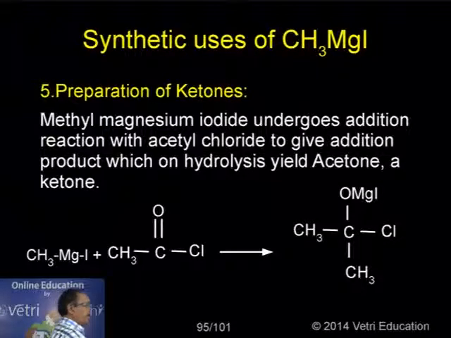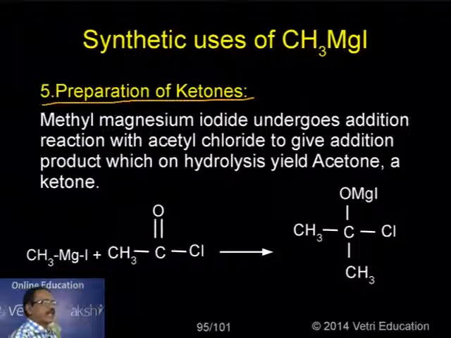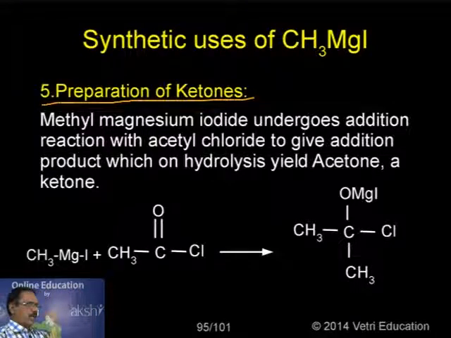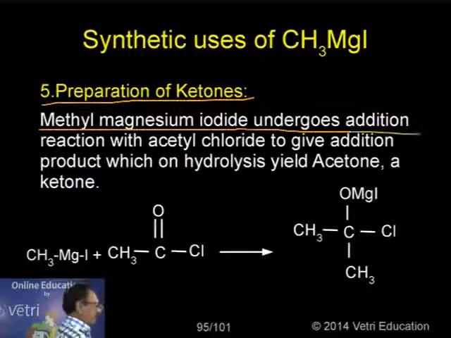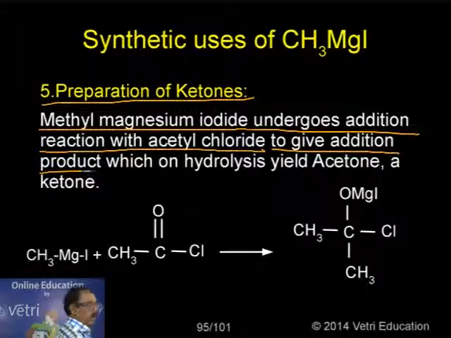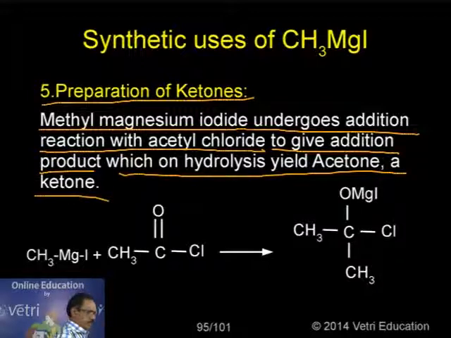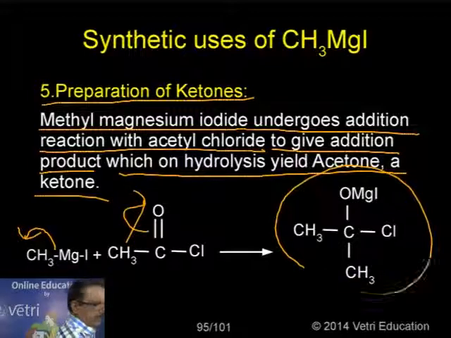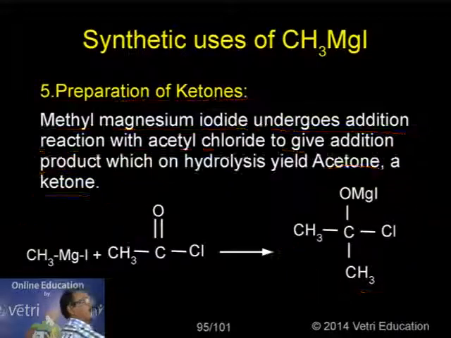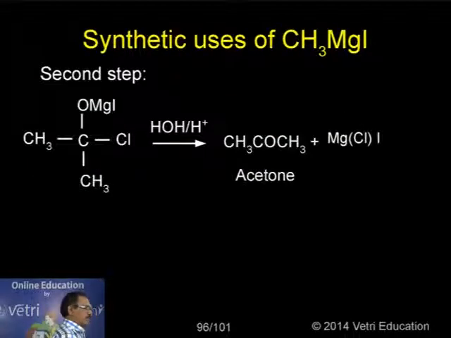The next one, preparation of ketones. Any ketone I can prepare. In this case, I will show you how I am getting acetone. Methyl magnesium iodide undergoes addition reaction with acetyl chloride to give an addition product, which on hydrolysis yields acetone, a ketone. See here, methyl magnesium iodide and acetyl chloride are cleaved like this. So, I am getting this simple intermediate, which undergoes hydrolysis to produce the corresponding acetone.